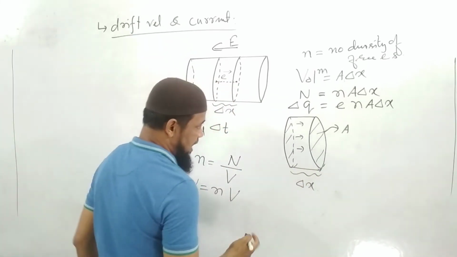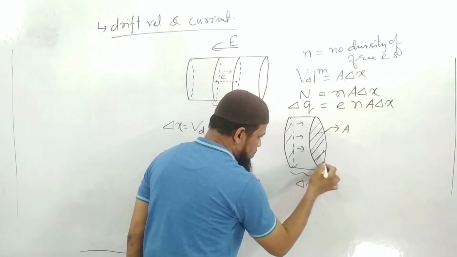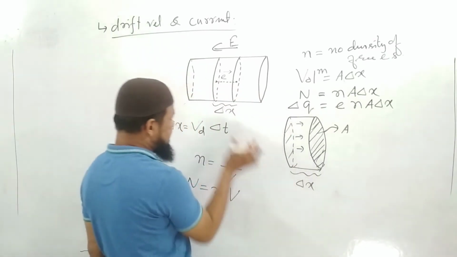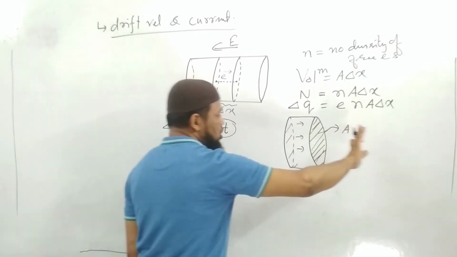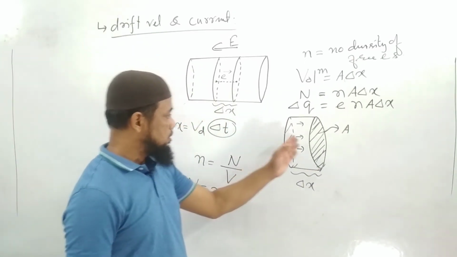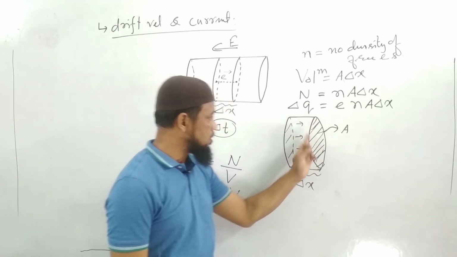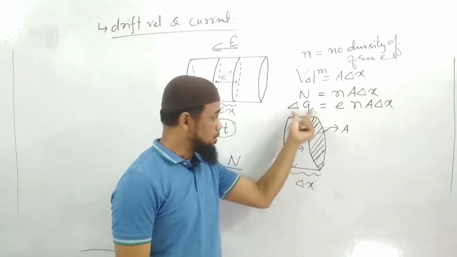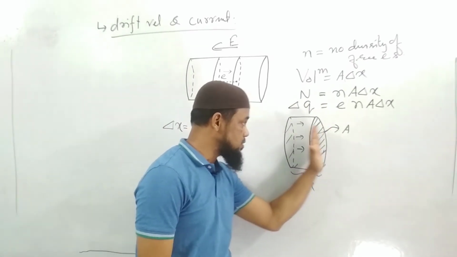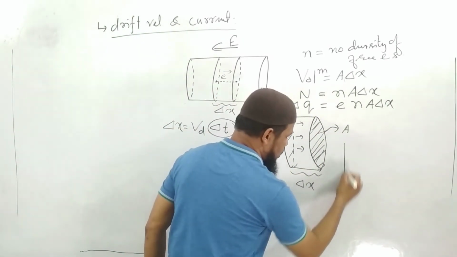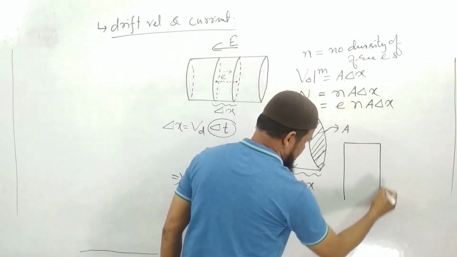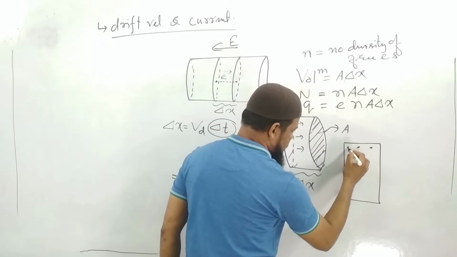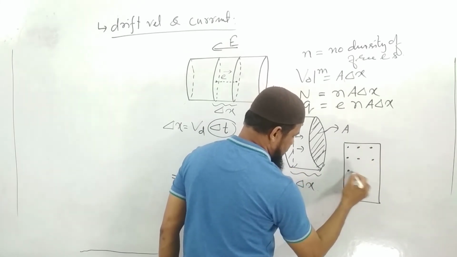So how do you visualize? If someone asks me through this particular cross section, in a time of delta t, how much charge crosses, then I'll call the charge crossing this cross section in a time delta t as delta q, because all the charges are going towards right. Let me show you like this. The electrons, so many electrons are there. Let me show you a dotted line.